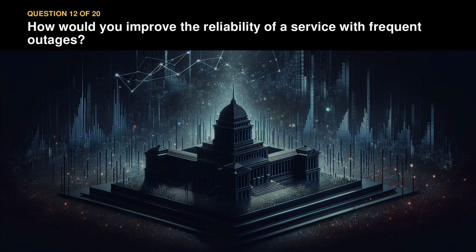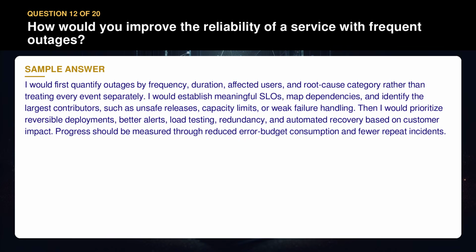Question 12. How would you improve the reliability of a service with frequent outages? I would first quantify outages by frequency, duration, affected users, and root cause category rather than treating every event separately. I would establish meaningful SLOs, map dependencies, and identify the largest contributors, such as unsafe releases, capacity limits, or weak failure handling. Then I would prioritize reversible deployments, better alerts, load testing, redundancy, and automated recovery based on customer impact.